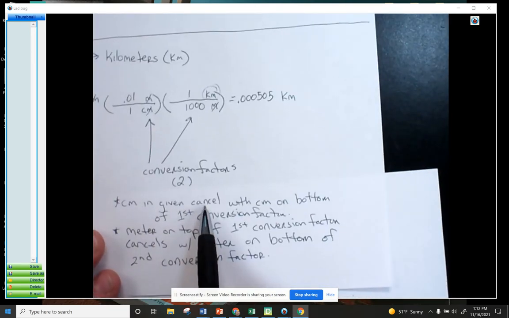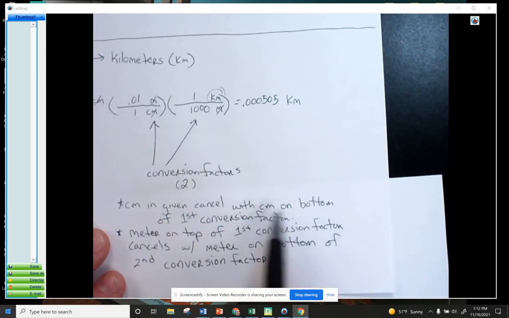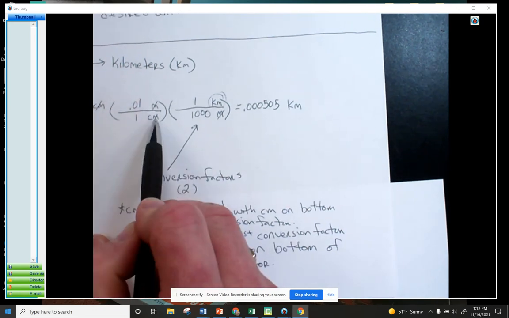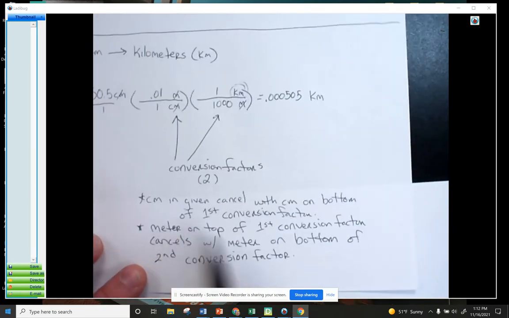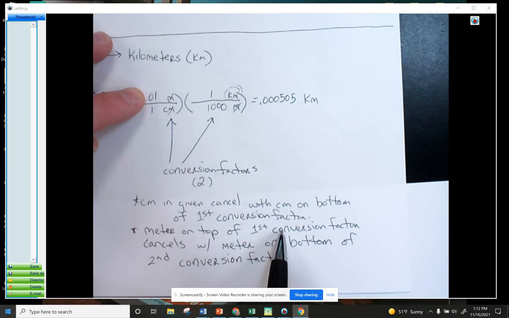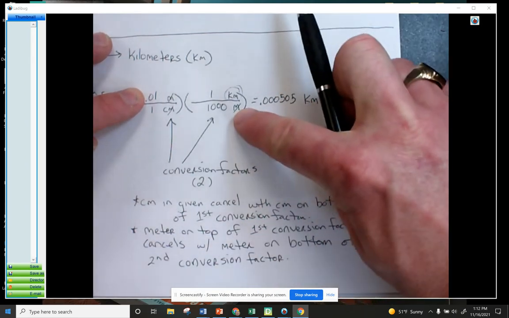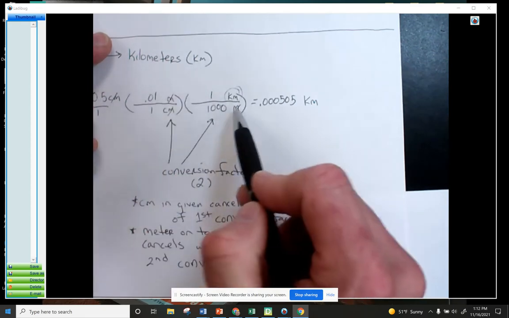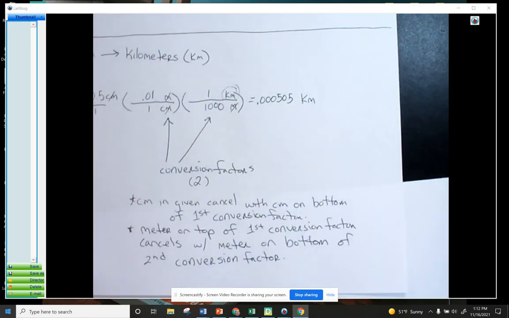Centimeters in the given cancel with the centimeters on the bottom of the first conversion factor, right there. Meters on the top of the first conversion factor cancel with the meters on the bottom of the second conversion factor. And then you're left with the kilometers.